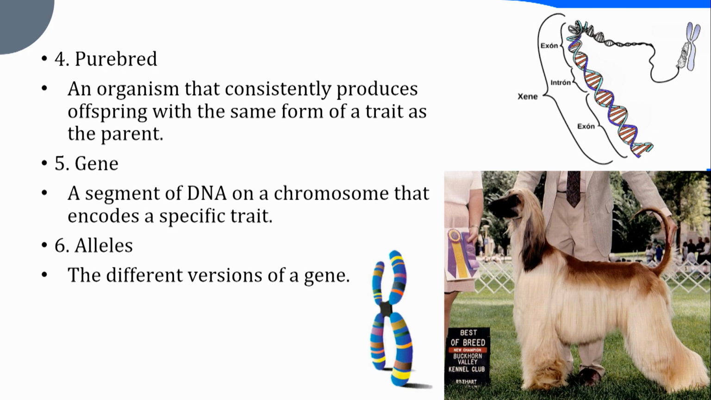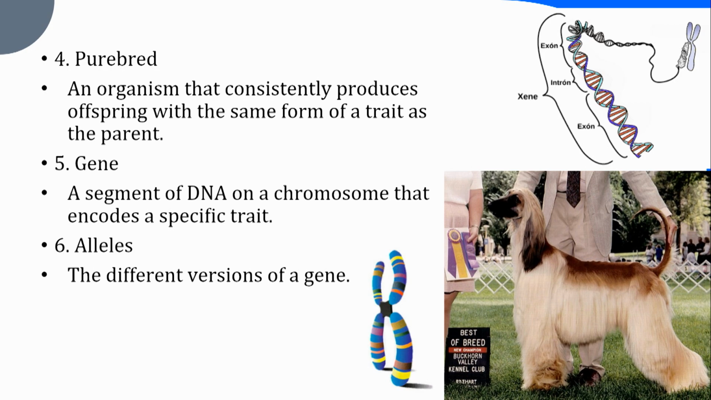Okay, here's our next vocabulary term. It's just gene. What is a gene? A gene is a segment of DNA on a chromosome that encodes for a specific trait. Okay, so kind of look at the picture of this chromosome next to the dog. You see how the chromosome is mostly blue, but it has those bands that are different colors. Some of the bands are yellow or some of the bands are green or orange. Okay, so those bands would represent a gene.